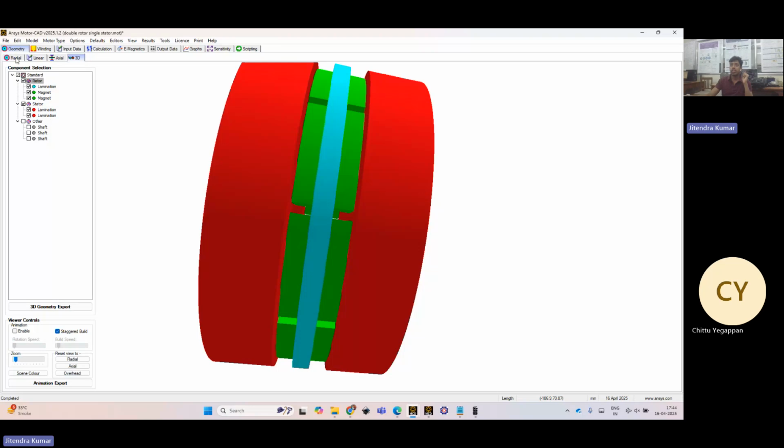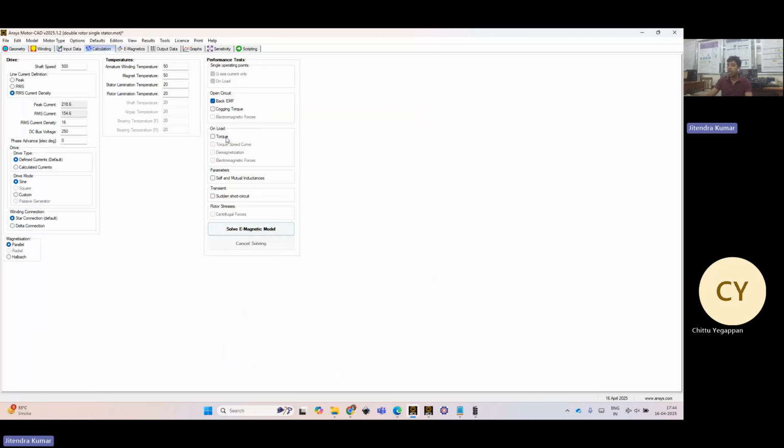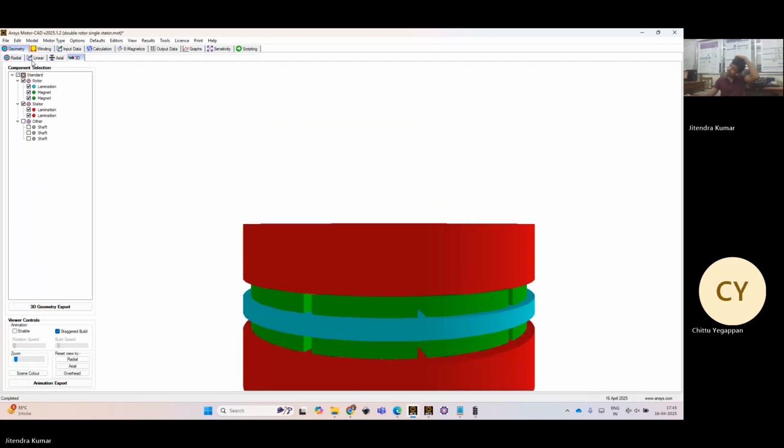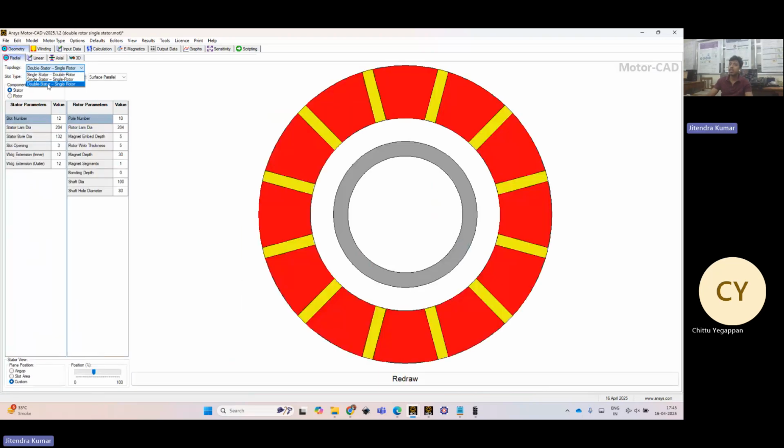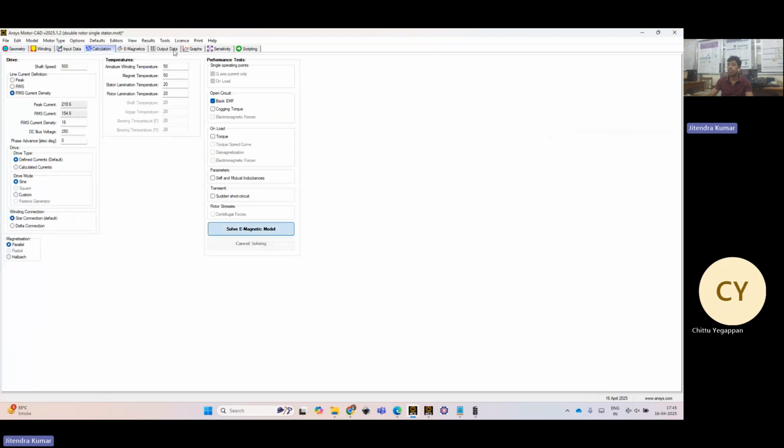Sir, why do we require such a structure? Is there any special reason for this? Yes, that I am coming to. Why do we require it? For that, we will have to see these flux lines. First, let us see the flux lines for dual rotor, single stator. Then we will be able to appreciate it.